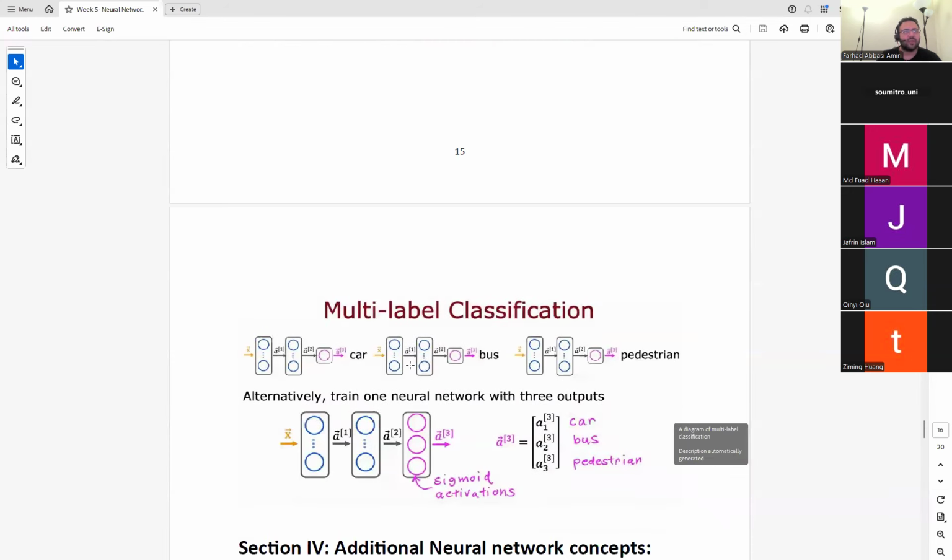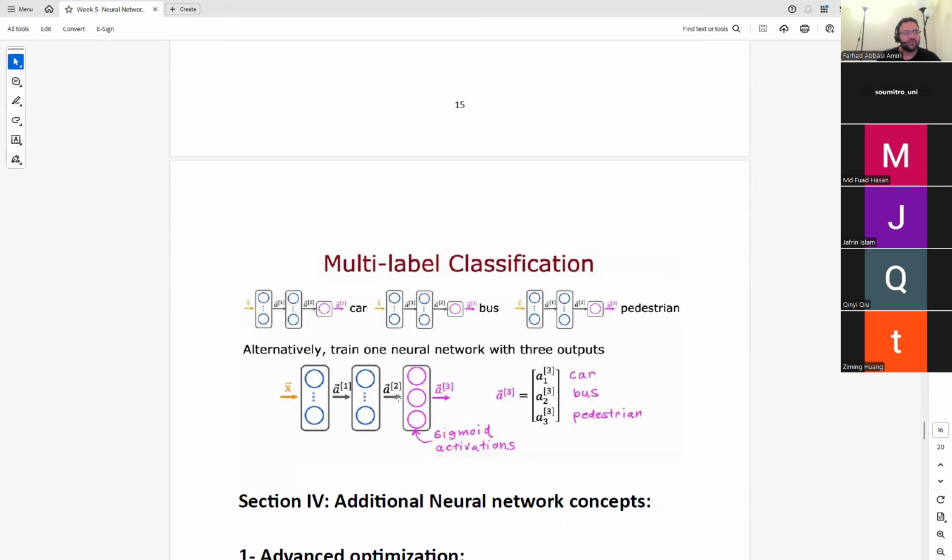Or you can string these three small neural networks together and get a bigger neural network, and then use the sigmoid activation, and then you get this output. This output has three numbers, not just one number.